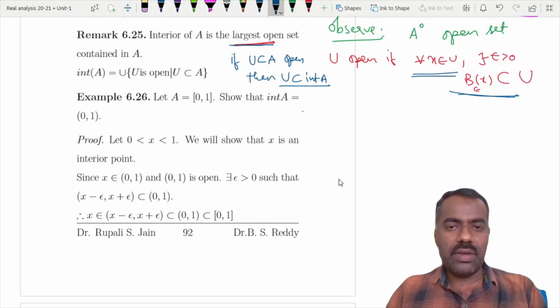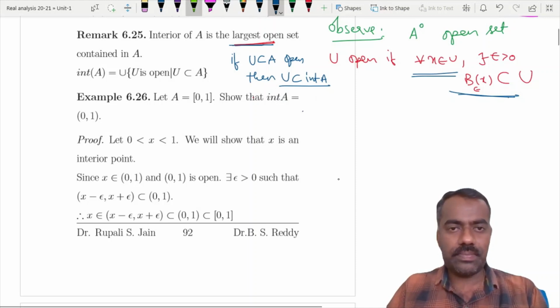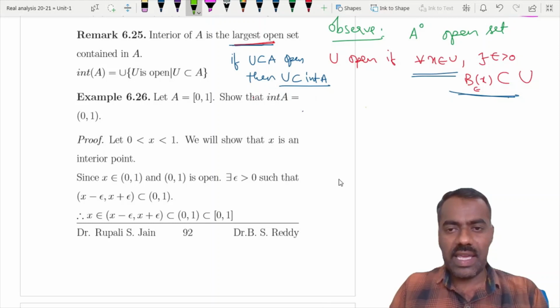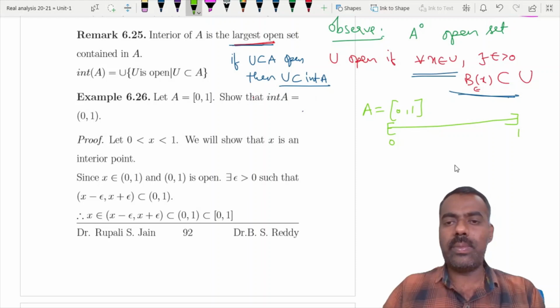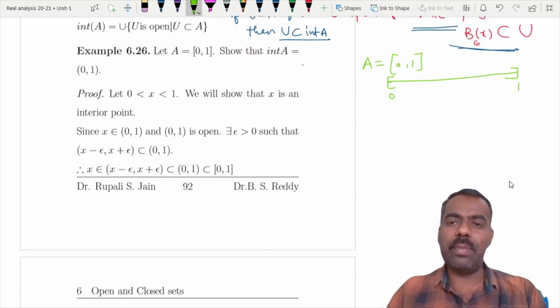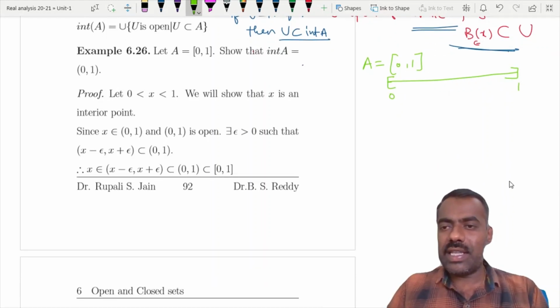Okay. You can quickly see some examples. Suppose I take A to be the open interval (0, 1). So what should be our guess? At least, what are all the interior points of this interval (0, 1)? Clearly you can see that if I take any point here, then I can find an open interval around it. If I take any point here, we can sense that they are all interior points of that set, right?